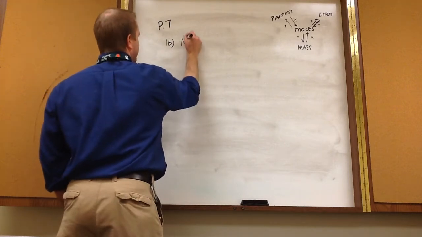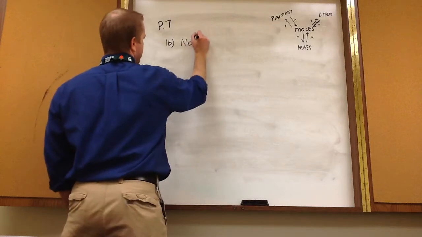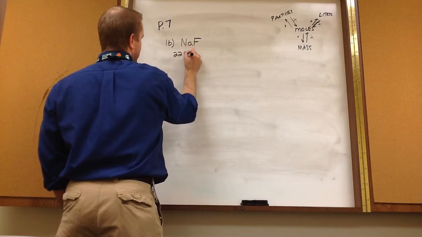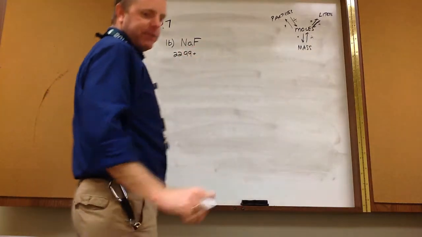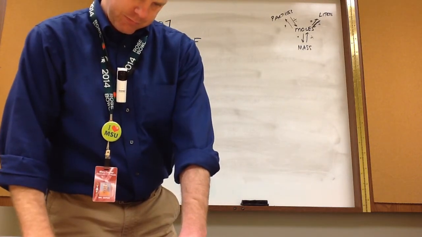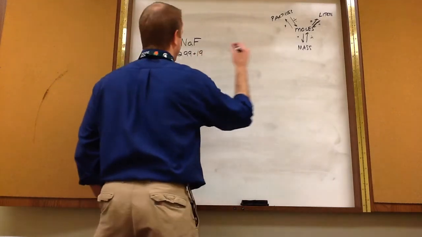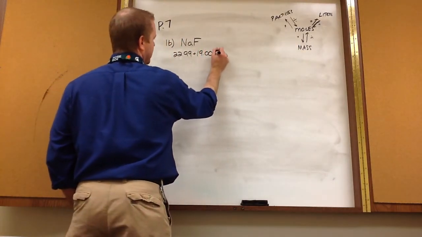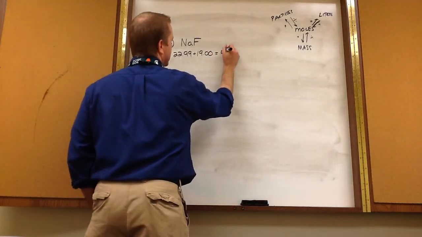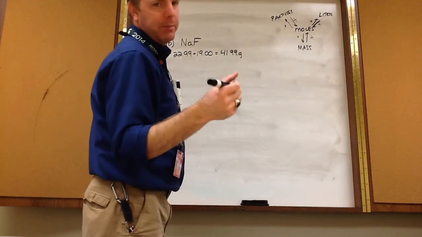So, NaF. So what you do with this one is you go find sodium, which is 22.99. And then you go find fluorine. Now, fluorine, I believe, is 19.0. Why? Because it gets rounded up. It's like 18.999 stuff. When you round it to 100th place, it becomes 19.00. So when you add those two things together, you get 41.99 in grams. Okay, so that's 1B.